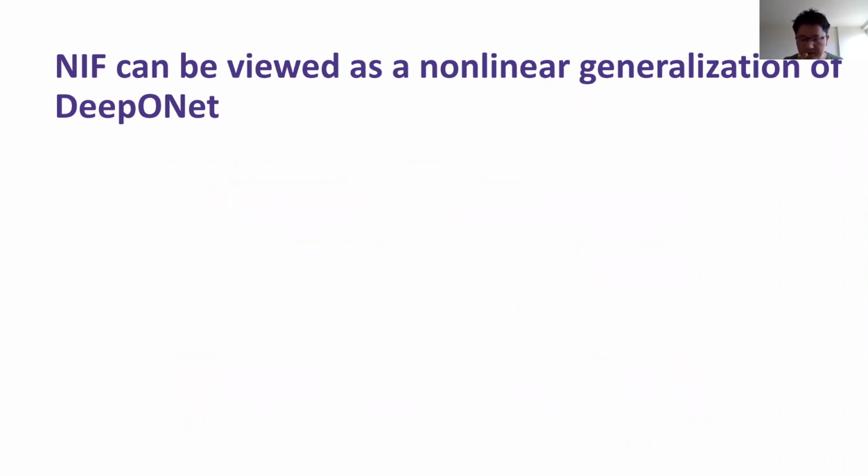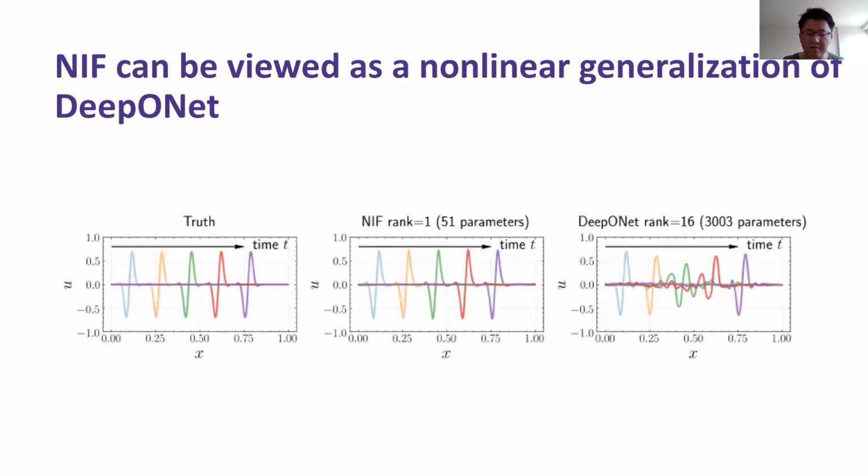Okay, so here's some solid evidence. If I compare DeepNet and Neural Implicit Flow shoulder to shoulder, think about a 1D traveling wave problem.